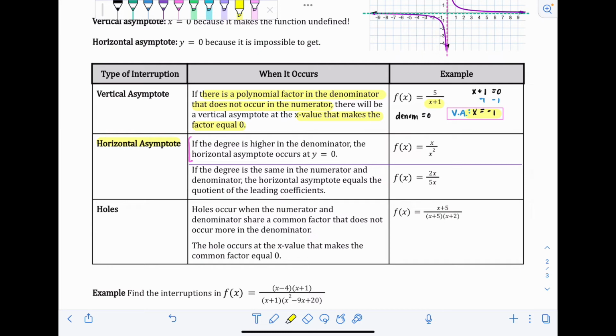So it's referring to the power over x. So this is a degree 2, and this would be a degree 1. So it checks that box. The degree is higher in the denominator. So then we have a horizontal asymptote at y equals 0. So we can say there's a horizontal asymptote at y equals 0.